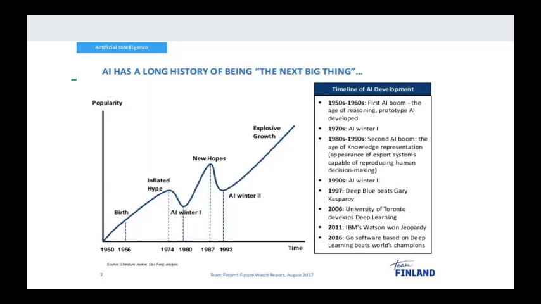And unfortunately, it didn't work out so well. There was a bunch of progress made, but it was also inflated hype. There was funding for it, but the funding kind of fell out in what we call the first AI winter, which happened in the 1980s.